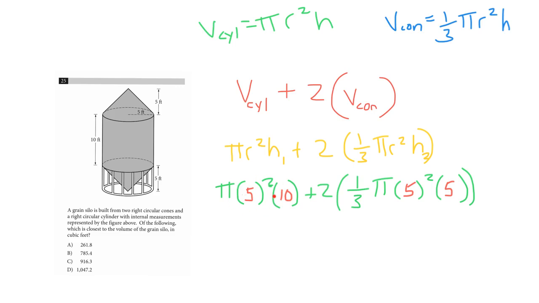And by the way, make sure that this is multiplication plus 2 times this whole product. This is a string of multiplication. It's really 2 times 1/3 times pi times 5 squared times 5, right? So it's a string of numbers being multiplied added to another string of numbers being multiplied. So just make sure that you're entering it into your calculator correctly.